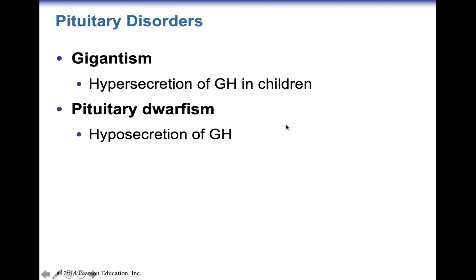For example, the pituitary gland. It's responsible for making growth hormone. Can you imagine what would happen if you made too much or too little growth hormone? Well, too much growth hormone, hypersecretion, can cause gigantism. Hyposecretion of growth hormone can cause what's called pituitary dwarfism. We specify the type of dwarfism because there are a few different causes of dwarfism.